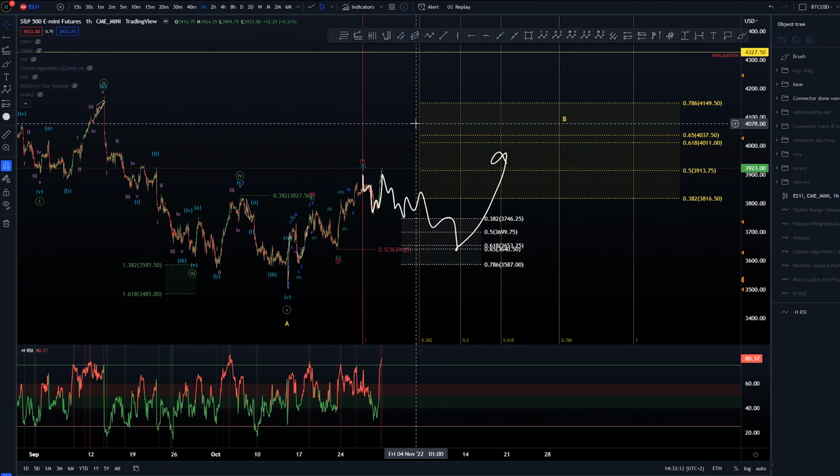For the Discord, you can join in there and share the counts you have for free as well. But I think that is pretty much all I want to share on S&P 500.